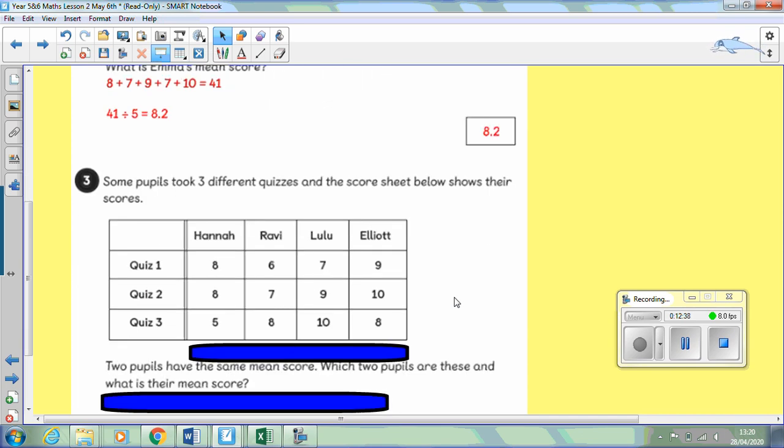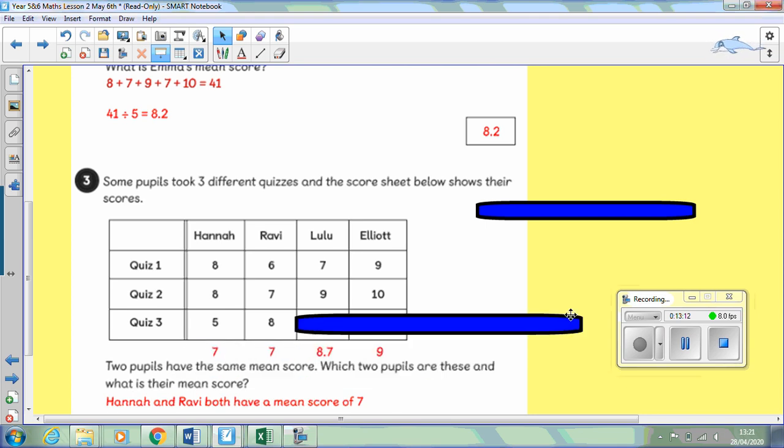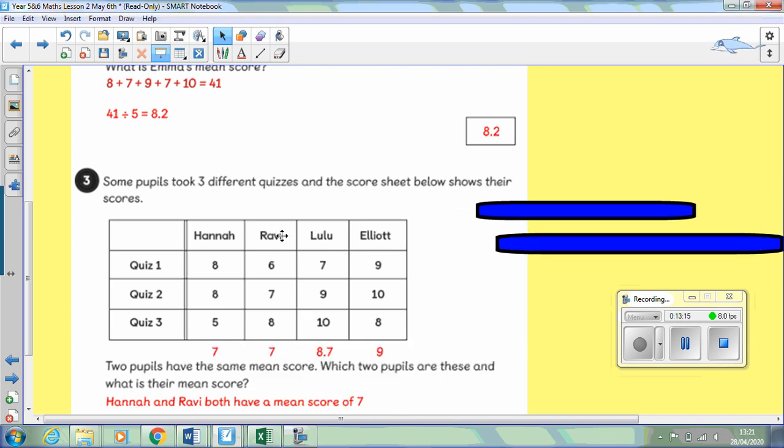And last of all today, it says some pupils took 3 different quizzes and the score sheet below shows their scores. So you've got to work out totals here. 2 pupils have the same mean score. Which 2 pupils are these and what is their mean score? Have a go and see if you can work out their mean score and which 2 pupils scored the same. Here's the answer for the mean score. And then you can see here that both Hannah and Ravi have a mean score of 7.